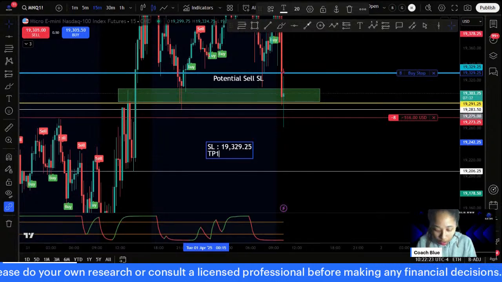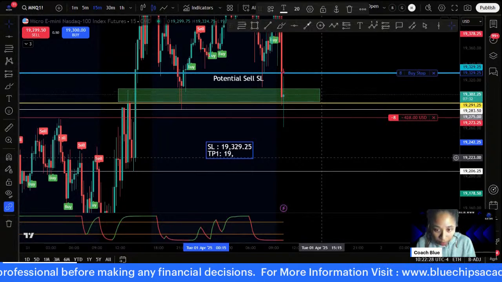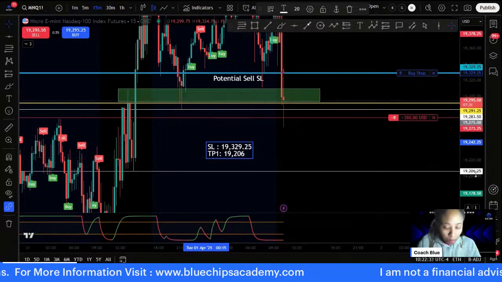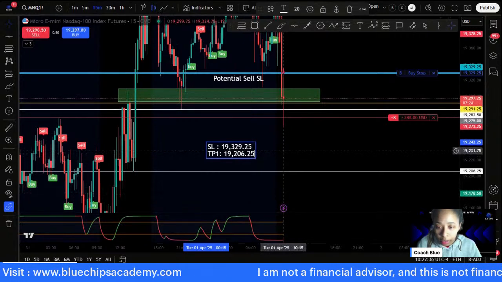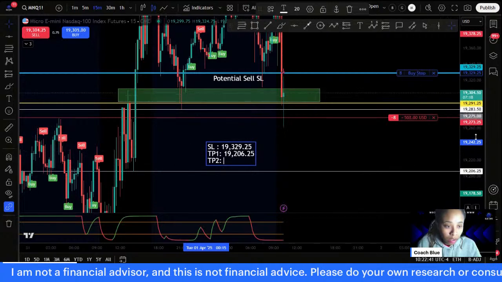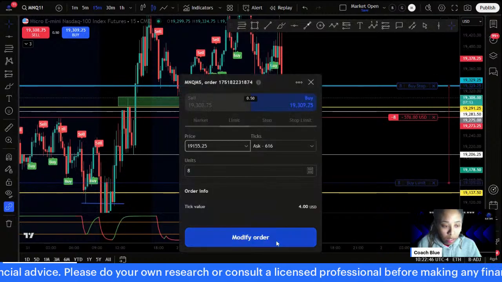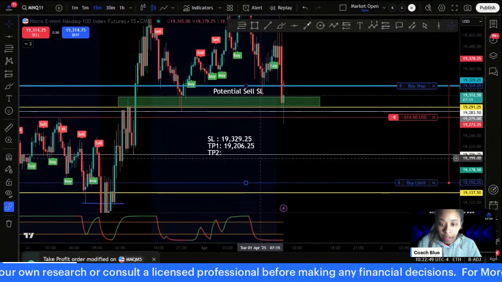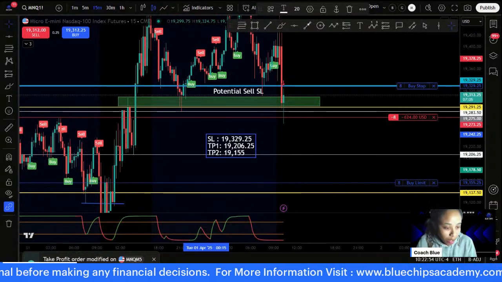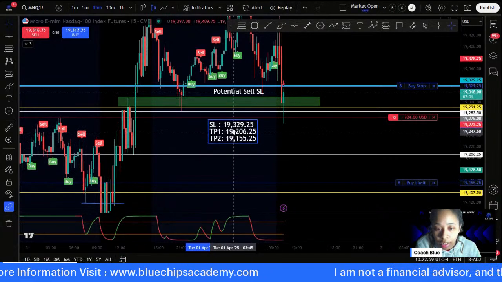My take profit one is 19,206.25. That's my TP1. And then TP2 is 19,155.25. Those are my levels right there.